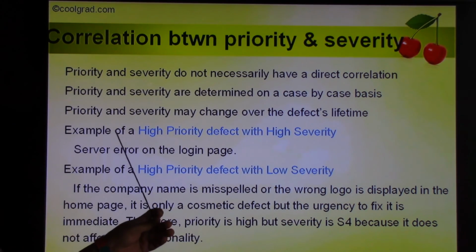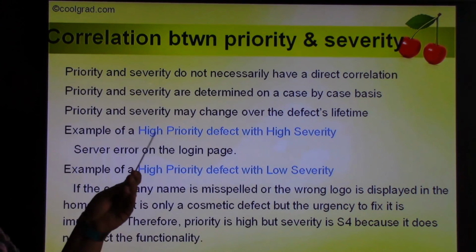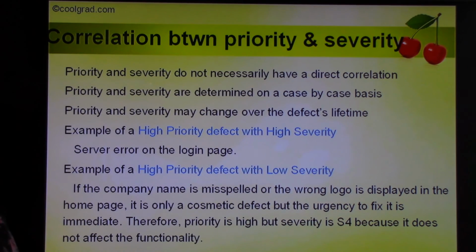So let's take an example of a high priority defect with a high severity. Server error on the login page. Oh my god. So any server error anywhere in the application, if you're a tester and you find a server error on any page, you have to mark it as S1. Server error is always S1, highest severity, because it's crashing a particular page. So you mark it as S1.